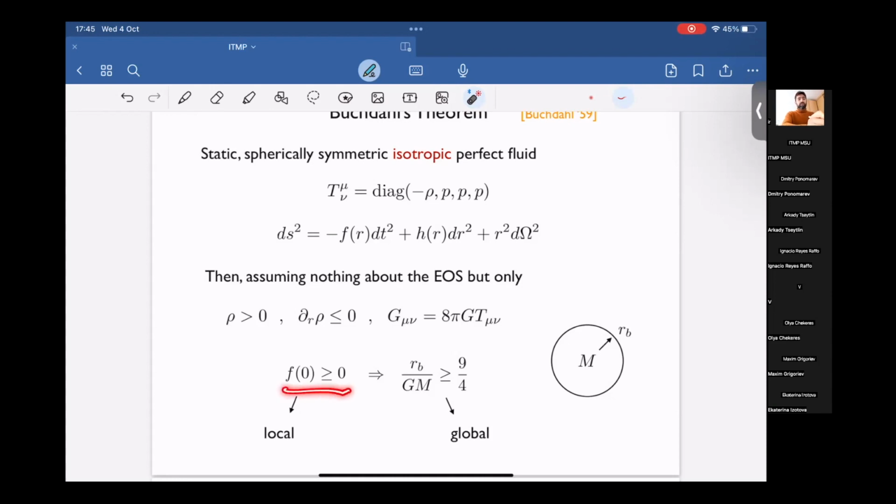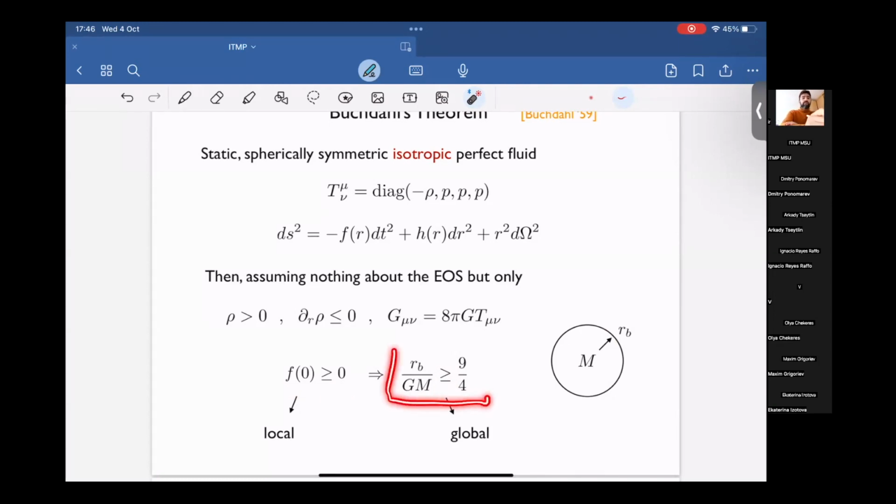This condition implies that the ratio of the radius over the mass has to be larger than or equal to 9/4 for asymptotically flat four-dimensional spacetime. The saturation of this bound is what's usually called the Buchdahl limit. One of the things it means is that beyond this point, there are no static solutions to the Einstein equations under these assumptions.